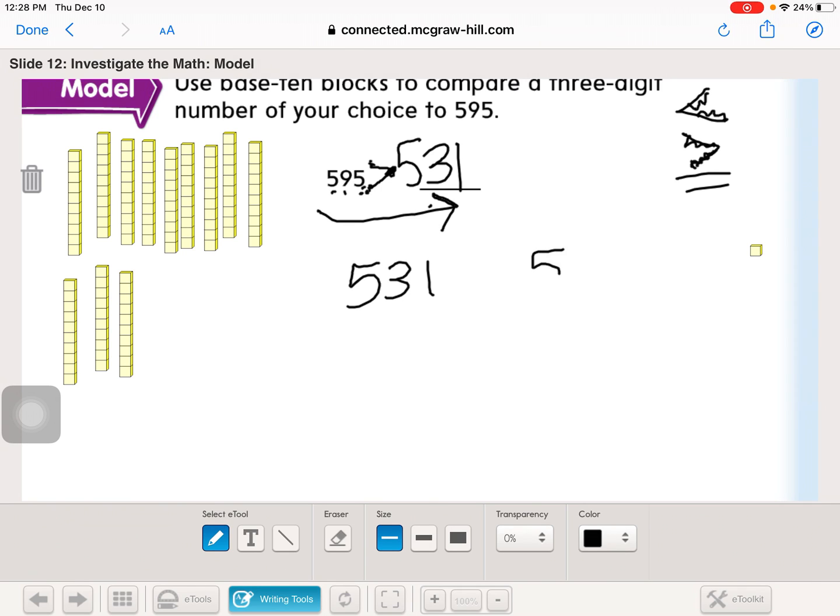Now, if I flipped these numbers around and compared them this way, I would need to still chomp 595 with my alligator mouth, right? But I would read this as 531 is less than 595.